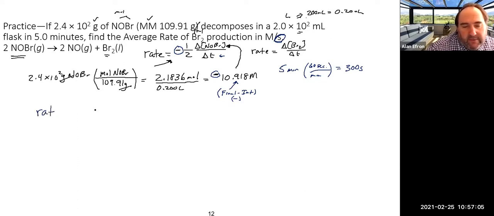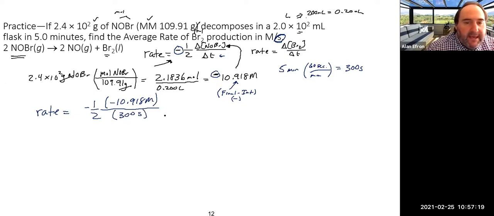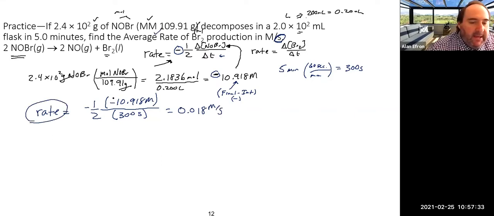So the rate would equal minus 1/2. Our change in the NOBr was found to be minus 10.918 molar. Our time was found to be 300 seconds. And that is going to get us 0.018 molar per second as our rate, which would be that answer there. Any questions on that there? So that's just the average rate.